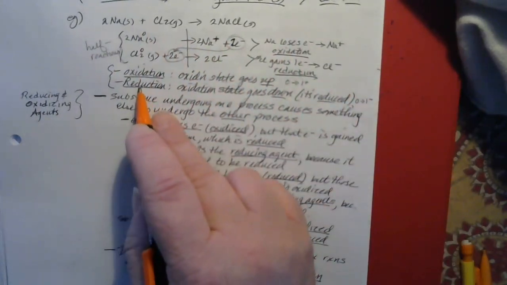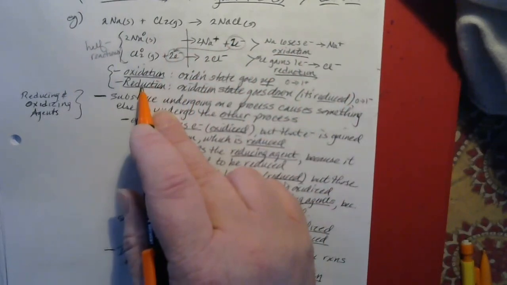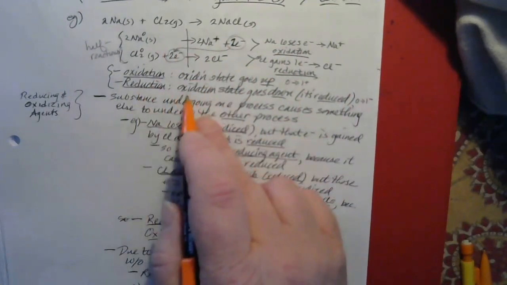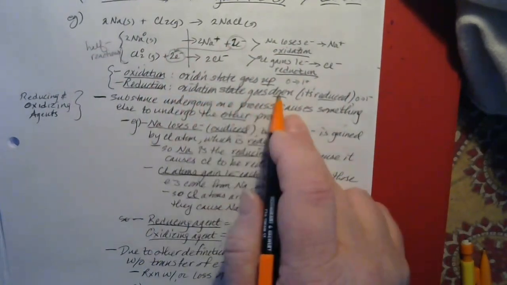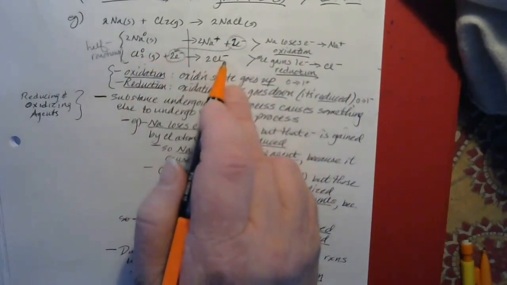Reduction is even easier to remember because reduction is a reduction in the charge of whatever's being reduced. So the oxidation state or the charge goes down. Chlorine starts out with the 0 charge and ends up with -1. That's a reduction. So it's a reduction, literally.